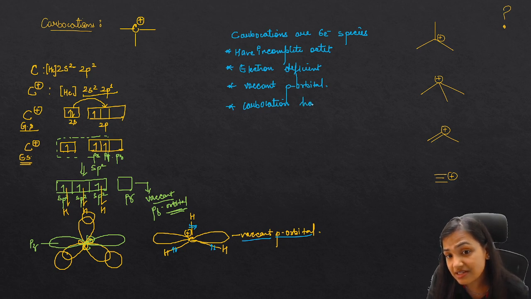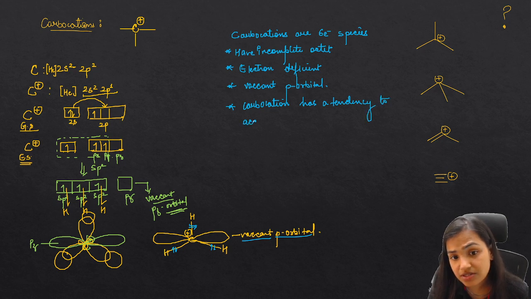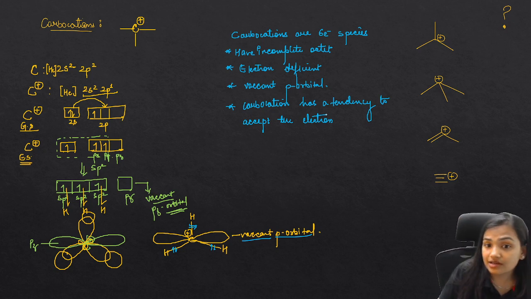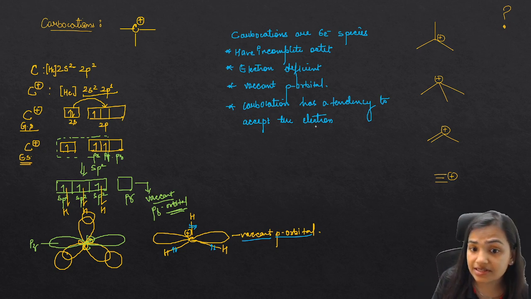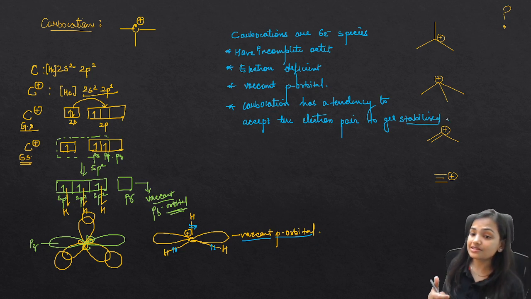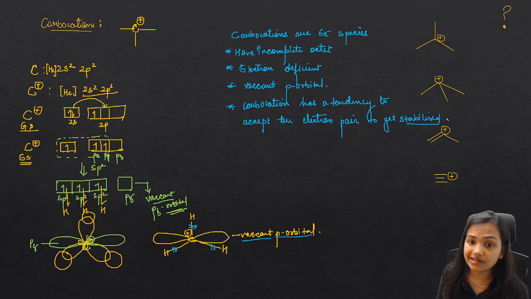So carbocations have a tendency to accept the electron pair. Why do they want to accept the electron pair? To become stable, to complete their octet. So that's why carbocations have a tendency to accept the electron pair to get stabilized. Okay, so that's the reason we are learning about the stability of the carbocation, to get stabilized and complete their octet.